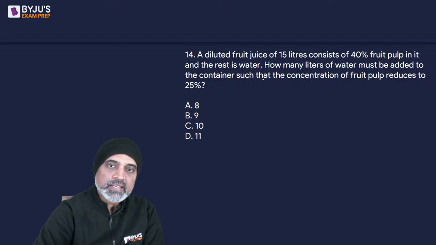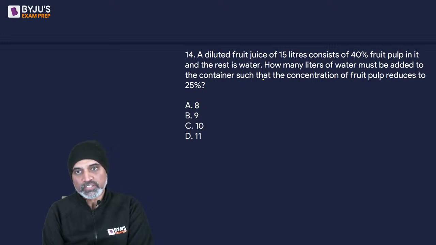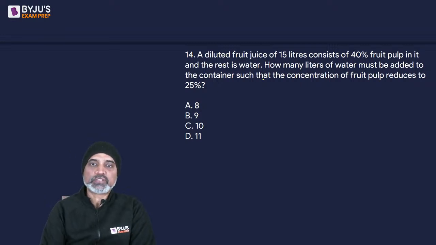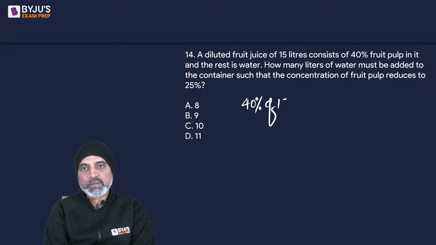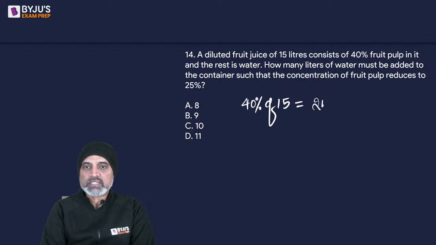Okay. Next, a diluted fruit juice of 15 liters consists of 40% fruit pulp in it and the rest is water. How many liters of water must be added to the container such that the concentration of fruit pulp reduces to 25%? So initially, can I say that there was 40% of fruit pulp in it? 40% of 15 liters, that was the amount of fruit pulp. This should be same as 25% of 15 plus x.